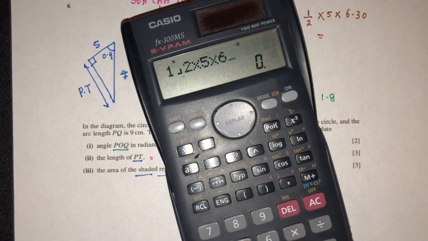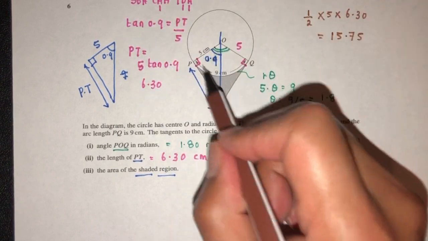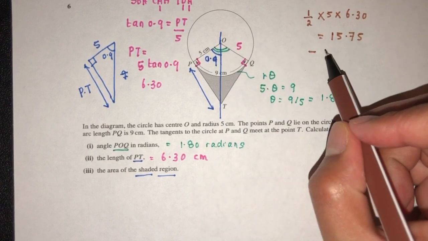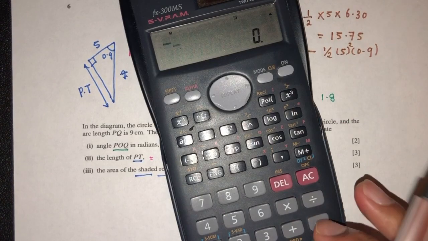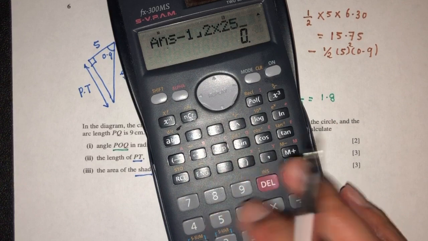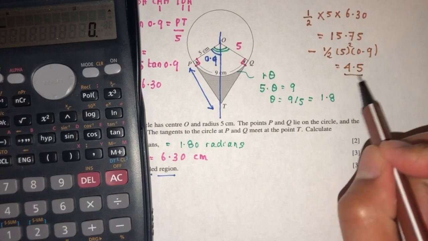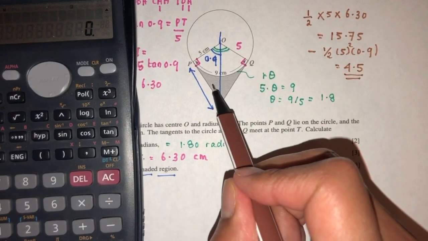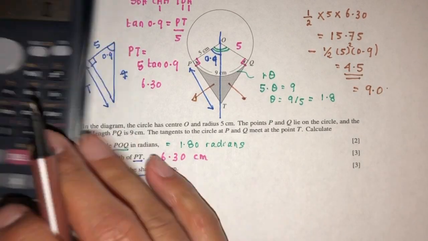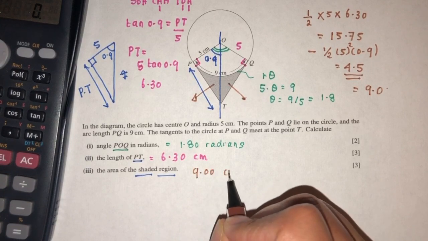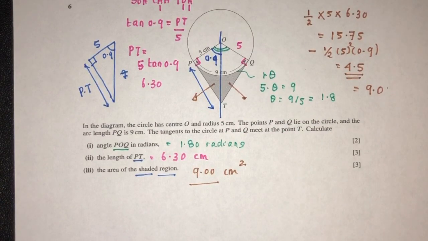Half times 5 times 6.3. That should be 15.75. Now you want to minus the area of the sector, which is the one that we don't want here. That will be half r squared, r is 5 and the angle is 0.9. So answer minus half times 25 times 0.9. That will be 4.5. So 4.5 will be the area of this side, and we also have this side, so times 2, that will be 9.0. So 9.00 centimeters square for your area. And that will be your question in relation to circular measure.